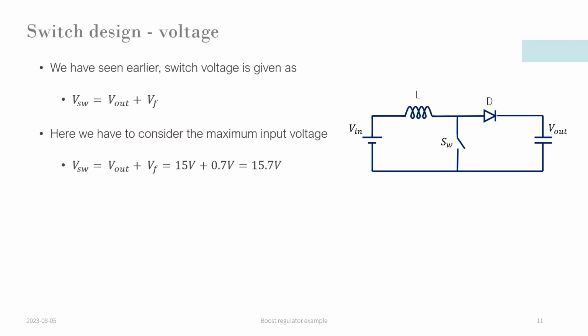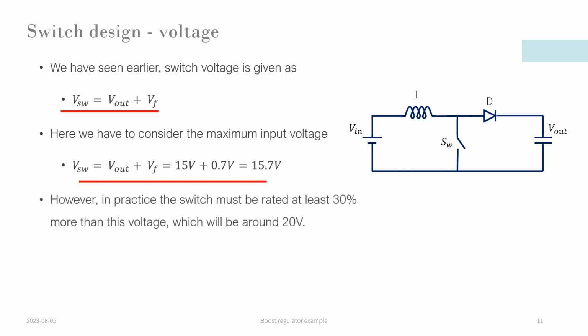Let us now look at switch design. The switch voltage is given as output voltage plus diode voltage. With this, we get switch voltage as 15.7 volt. However, in practice, the switch must be rated at least 30% more than this voltage. This will lead to 20 volt.